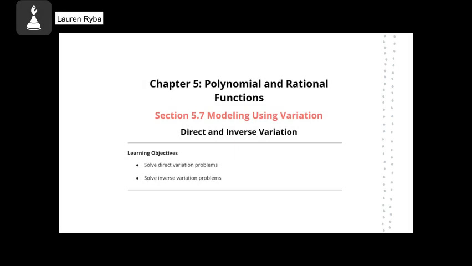This section is really short. It's talking about direct and inverse variation. So we will solve direct and inverse variation problems.